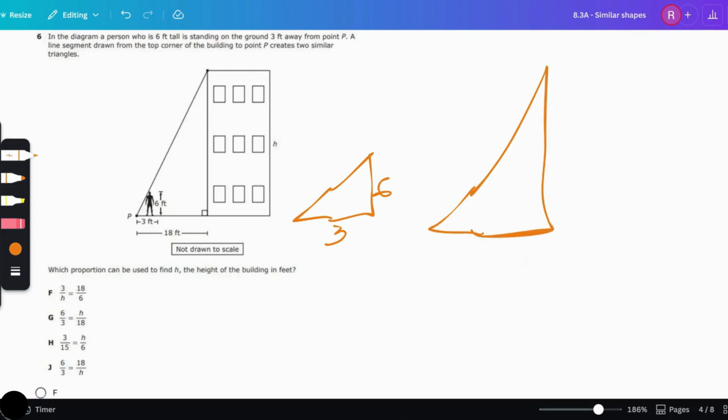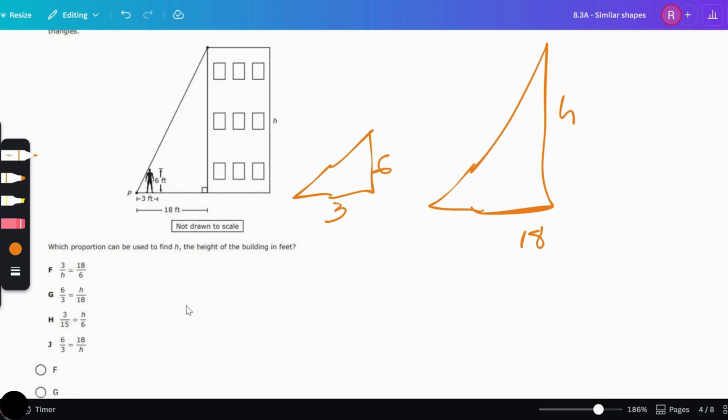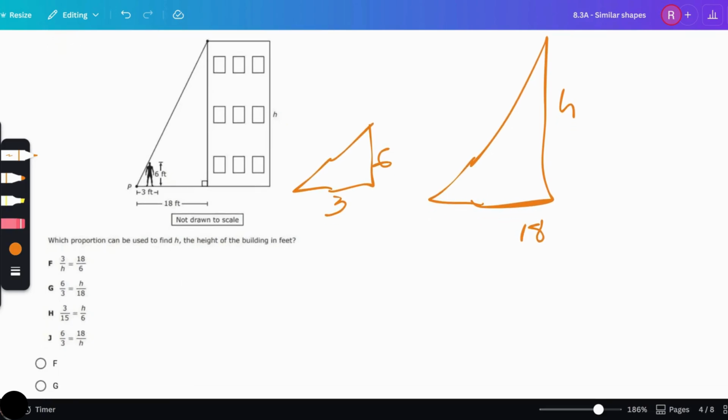The big triangle has 18 and h. So 3, 6, 18, h. Which proportion can be used to find h, the height of the building in feet? Let's see. We have 3 over h. Option F is wrong because we have 3 here and we are taking h from the big one. That is wrong. Then we have 18. They are not the same size. 3 and h are not the same. H is the height here. 3 is not the height for the small triangle.